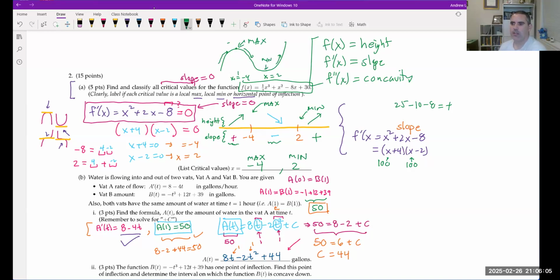How are we doing on that one? In this case, there's no horizontal point of inflection. That's this other situation here.